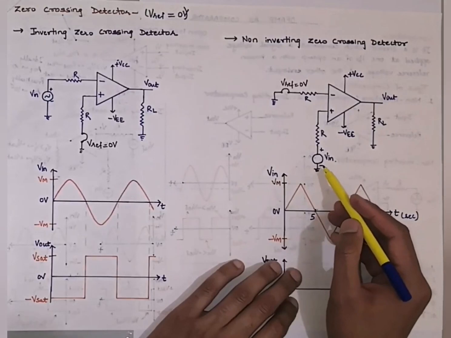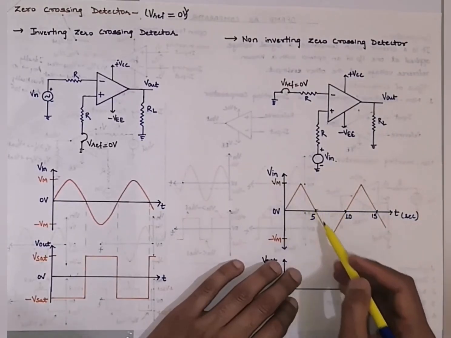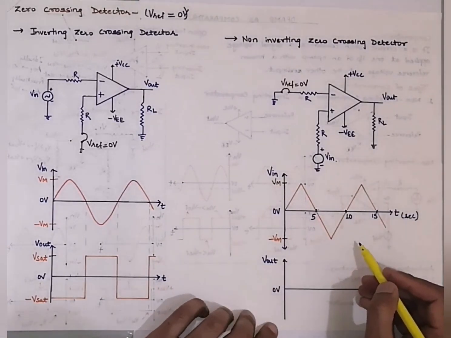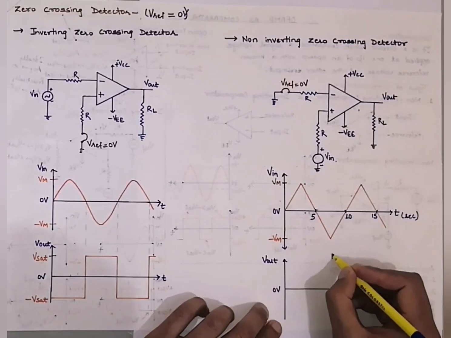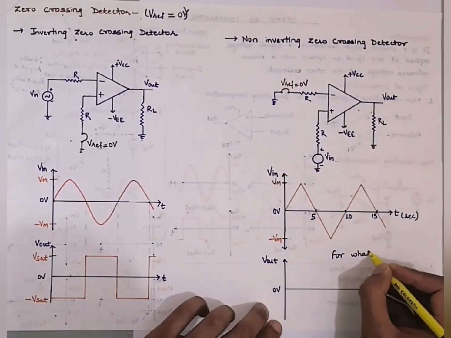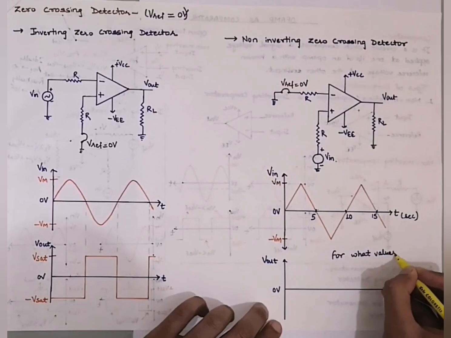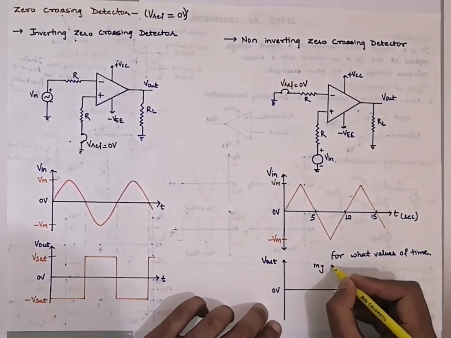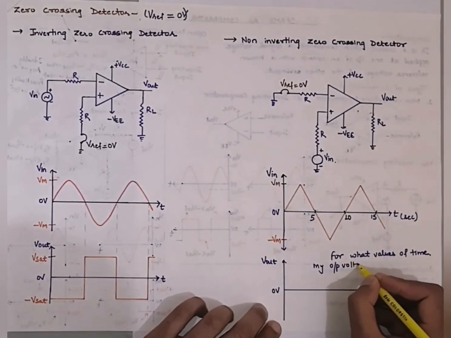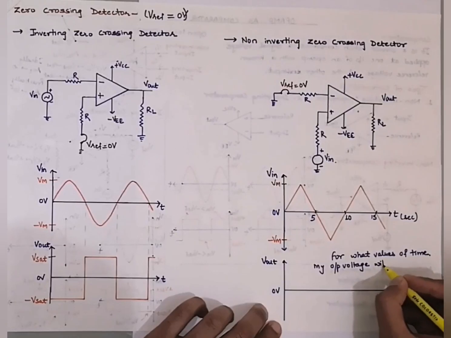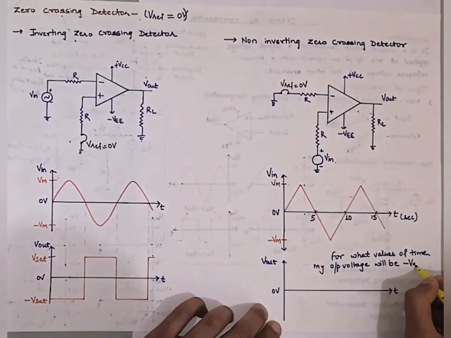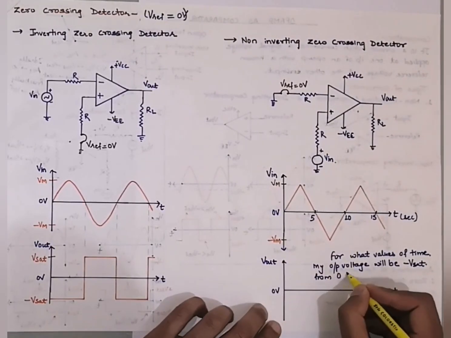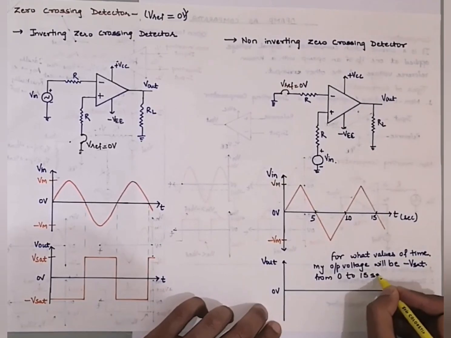Now instead of taking a sinusoidal signal as my input signal, I am taking here a triangular signal whose time period is 10 seconds. So it is now an assignment for you. You will tell me for what values of time my output voltage will be minus V saturation from 0 to 15 second duration.